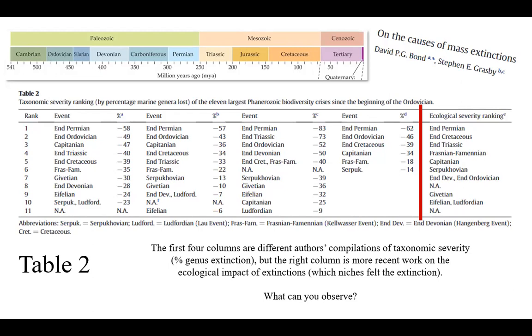these people have all been corrected so that they're all talking about percent genus extinction. You even get different numbers, but still, the end Permian, whatever analytical thing is happening in people's data sets, is still the worst thing. Okay, what else?